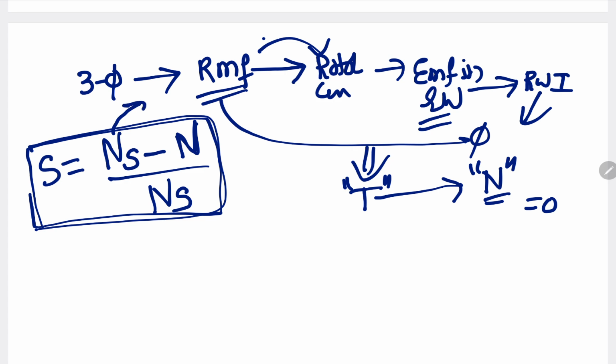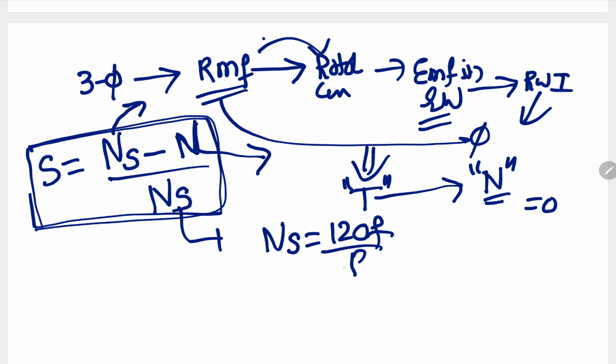Ns is the flux speed or synchronous speed. N is the rotor speed, or the three-phase induction motor speed. And what is the formula of ns? Ns is equal to 120 f by p. Now at standstill condition, initially the rotor is at standstill, which means rotor speed n is equal to what? 0. You substitute here.